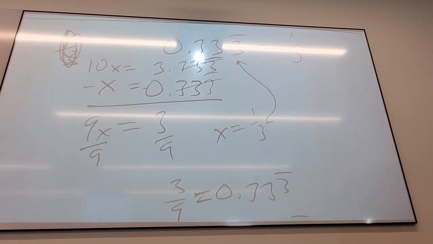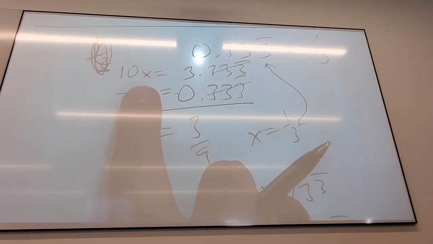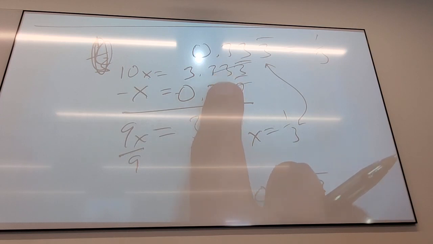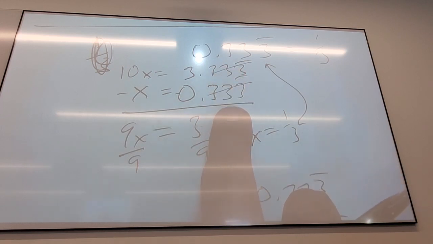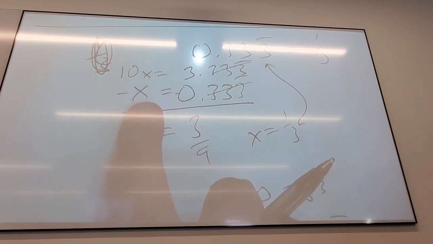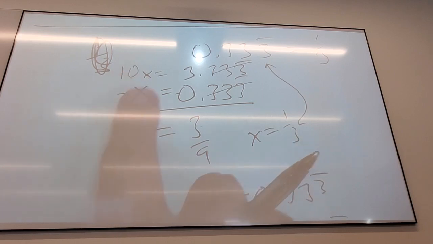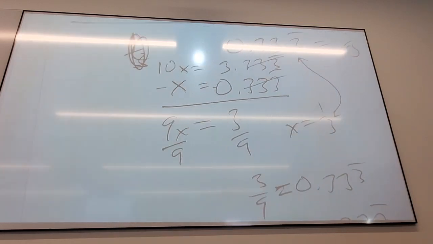Wait, how did you get rid of the? So if I multiply by 10, the decimal moves over 1, and then I subtract. So these parts go away. How did you get rid of the 10? Oh, 10x minus x is 9x. I see. Yeah, subtracted both sides. Yeah. So watch this.